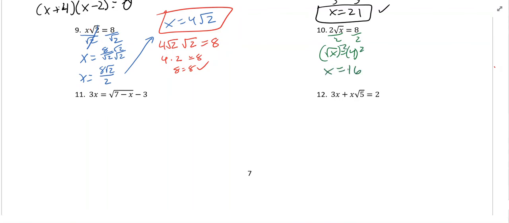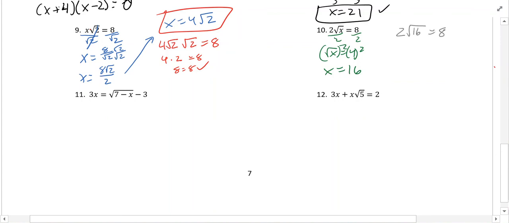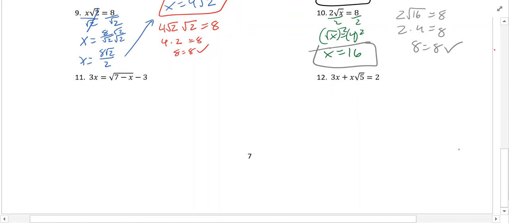Then when you check this one, remember, you're plugging in underneath the radical. So you're saying 2 times the square root of 16 equals 8. So we're saying 2 times 4 equals 8, and 8 equals 8, so it works. So x equals 16. Okay, so for number 11, again, we cannot square the radical until it's all alone.